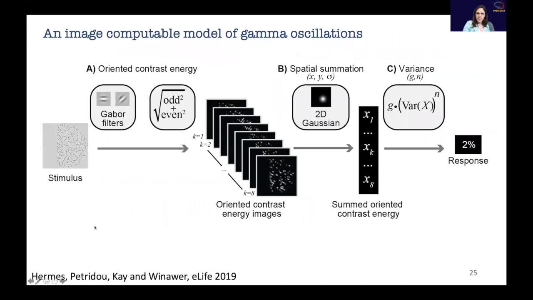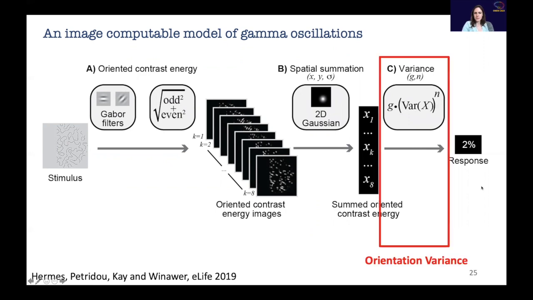So the first step in this image computable encoding model is similar to what was used for fMRI up to our calculation of the oriented contrast energy images. But then we maintain the different orientations and integrate that across a population receptive field. For each orientation, we have these summed orientation contrast energies, and we can calculate the variance across those orientations in order to predict the response. So orientation variance varies with how many orientations are present in the population receptive field and with contrast.